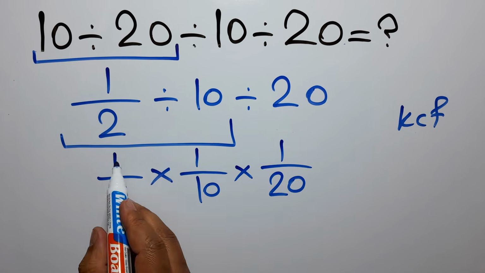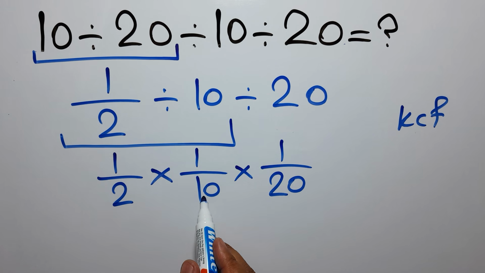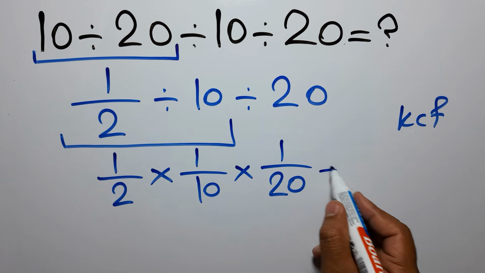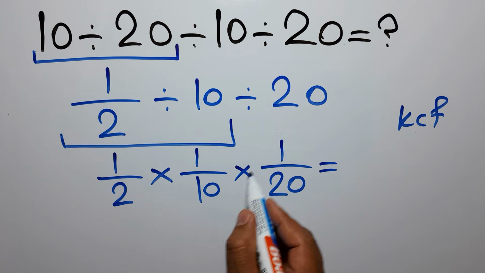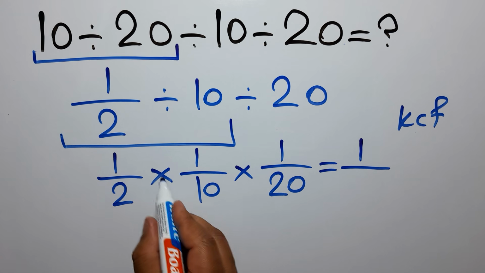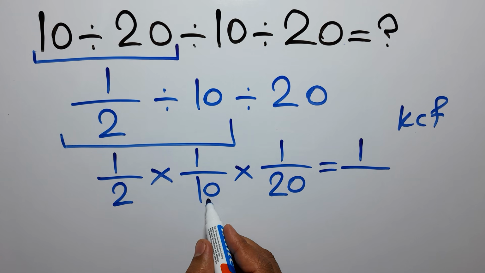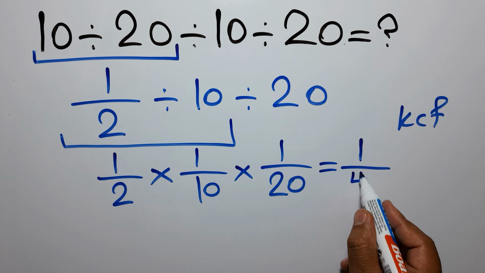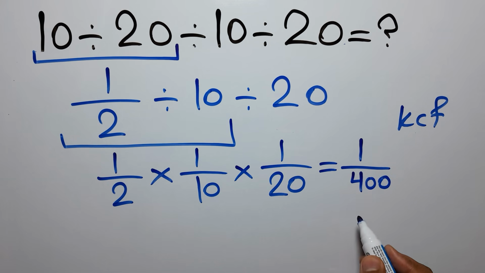Okay, so we have 1 over 2 times 1 over 10 times 1 over 20, which equals 1 times 1 times 1 gives us 1. So 1 over 2 times 10 equals 20. So 20 times 20 gives us 400. So we have 1 over 400.